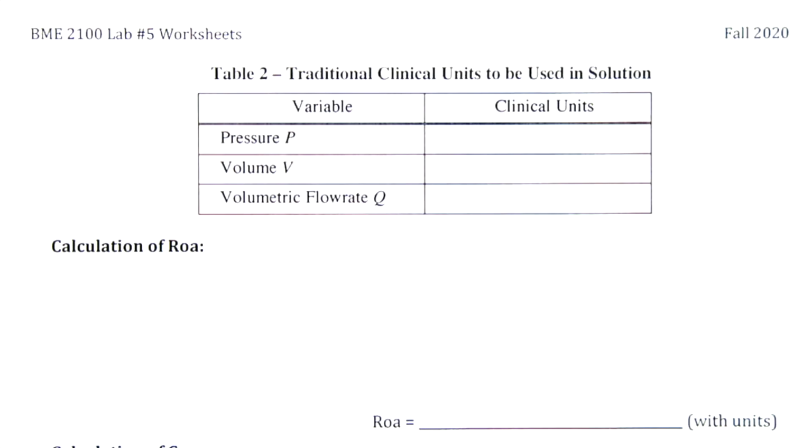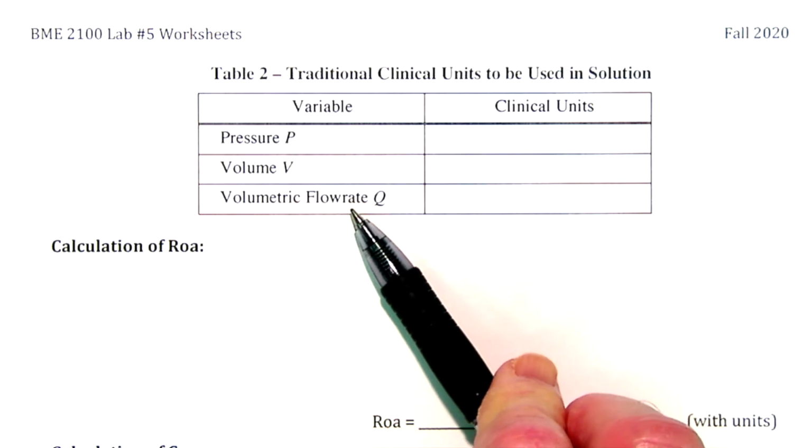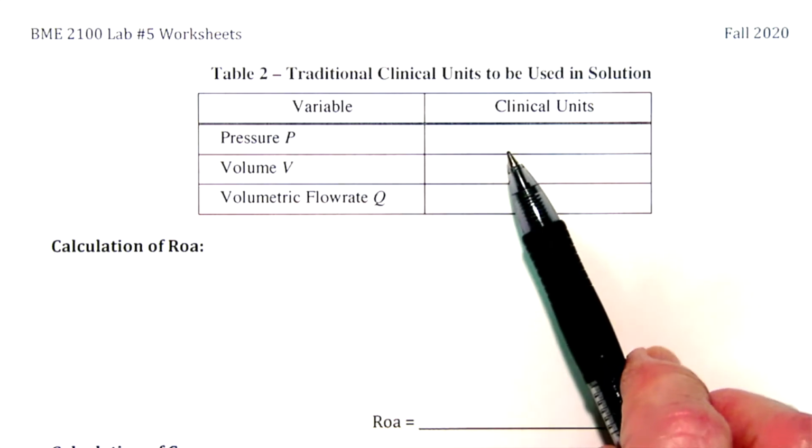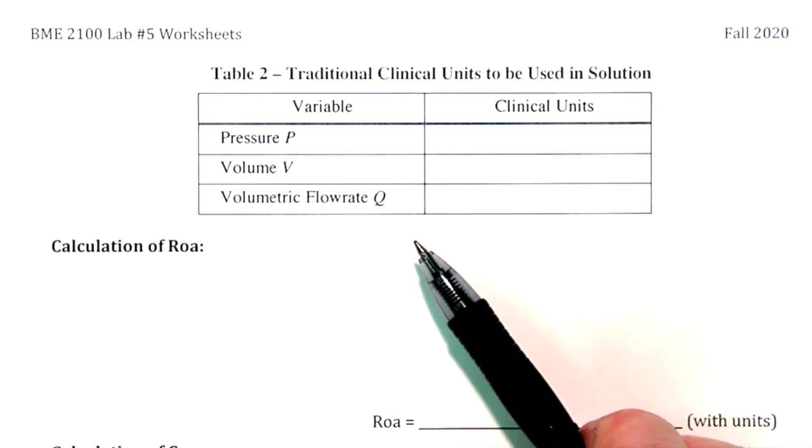First, let's turn to the top of worksheet 2 and see table 2, or when it's in the textbook, C2, which is going to be our choice of clinical units to be used in the solution for all of the variables in the major project. And these clinical units that we're going to choose now will be used by everybody in the class. Otherwise, the TAs would go crazy trying to compare numbers.